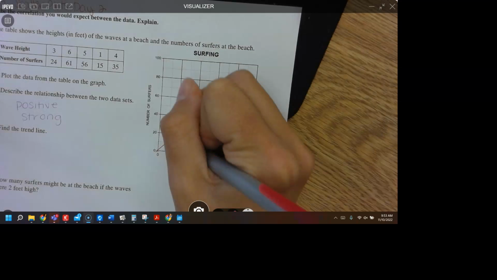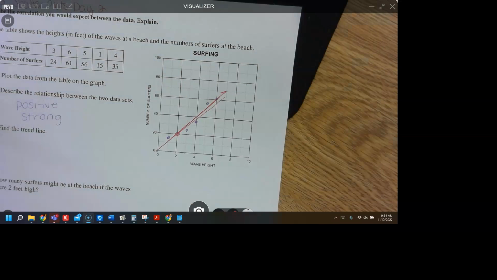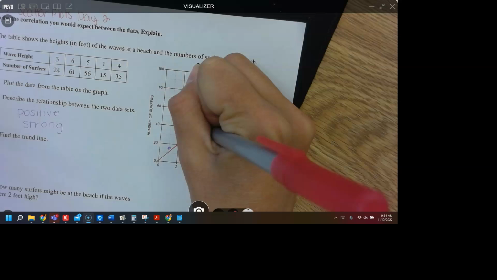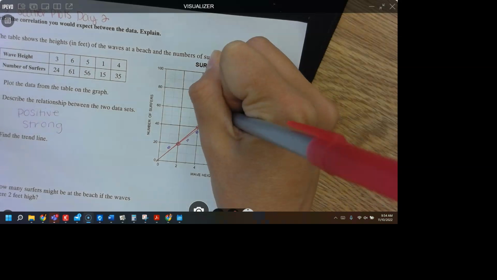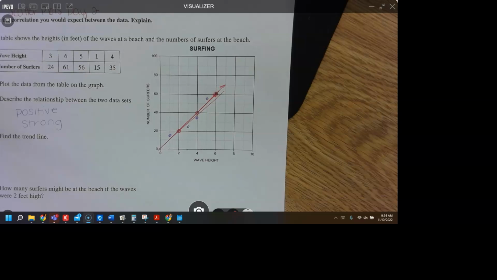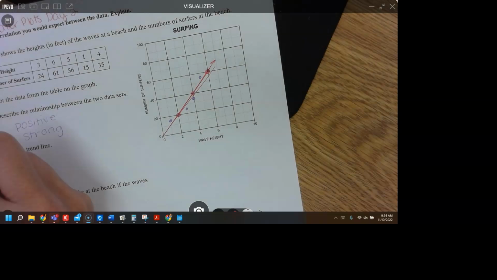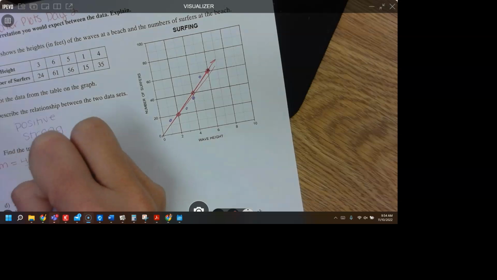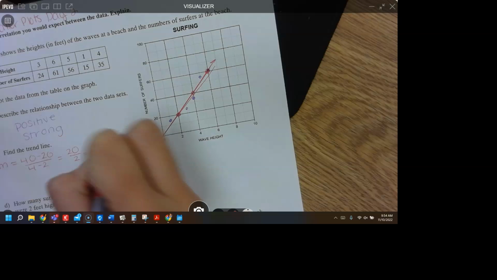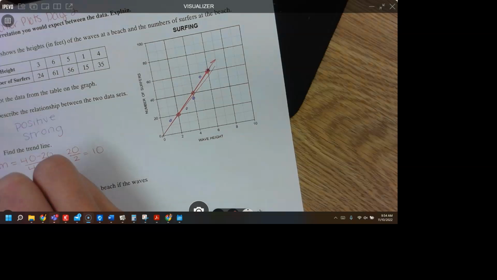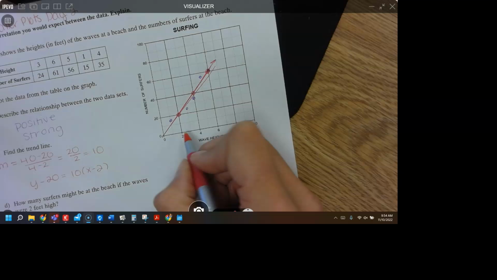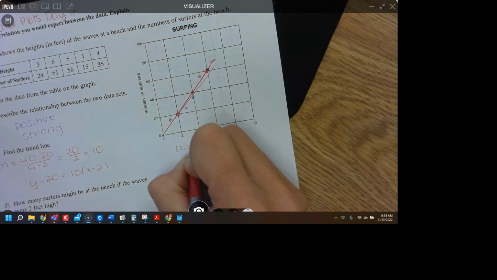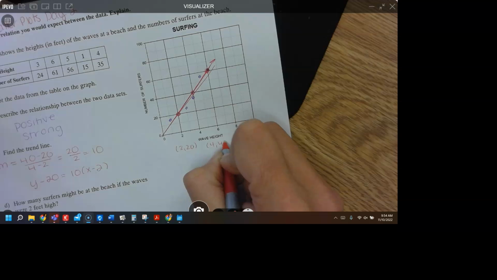So for my trend line, if the wave height is 2, then I had 20. If the wave height was 4, then I had 40. And then 6 and 60. So what I need to do now is take those points and find my slope. So I'm going to say 40 minus 20 over 4 minus 2. So that gives me 20 over 2, which is 10. And then I have y minus 20 equals 10 times x minus 2, because I'm going to use the same coordinates as a point I found.